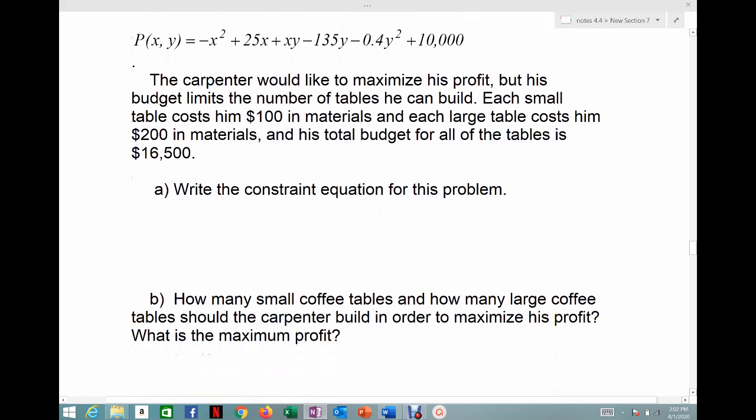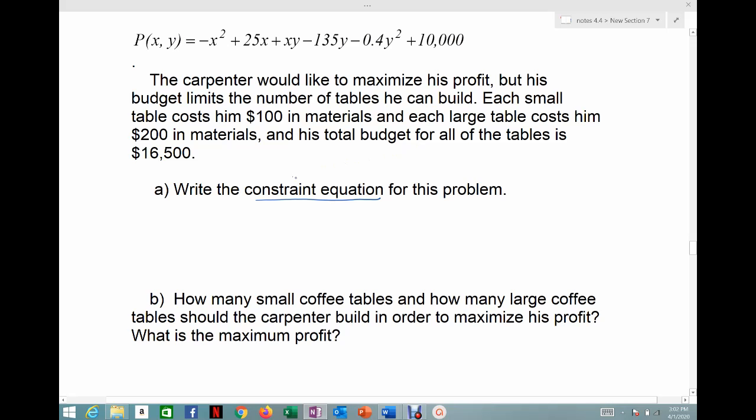Each small table costs him $100 in material, each large table costs him $200 in material, and his budget is $16,500. And so this one's a little more to the constraint equation, right?